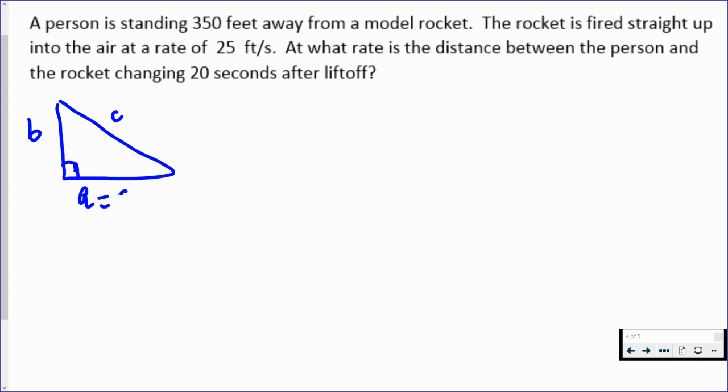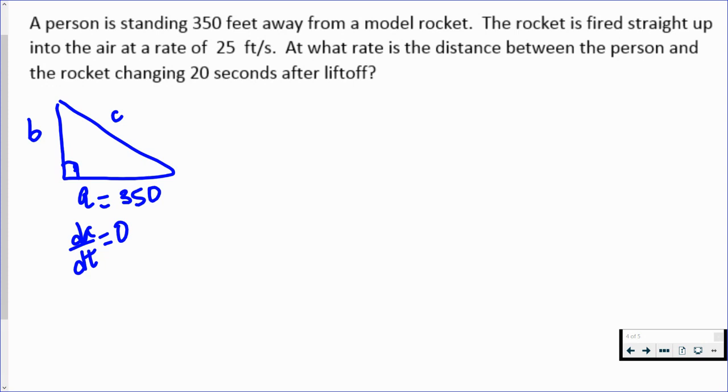At this time, A is 350, and that's not changing, right? The person is standing 350 feet away from the model rocket. So they're going to still be standing 350 feet away from that point, even when it's launched into the air. So I could say that dA/dt is 0. This side is not changing, so that's a constant. Let's see what else we know.